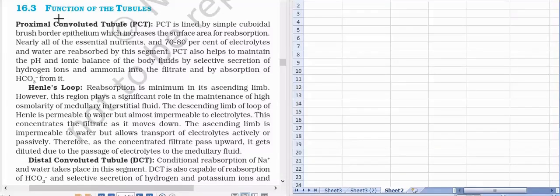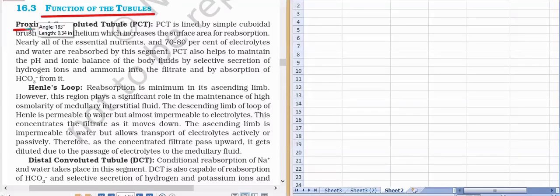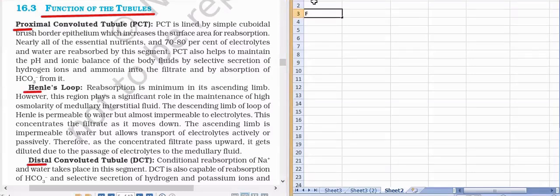Hi, today's topic is functions of tubules from the chapter Excretory products and their elimination. In this topic, we'll see first of all PCT and Henle's loop, DCT and collecting duct, all four. If you start making notes, that is functions of tubules.